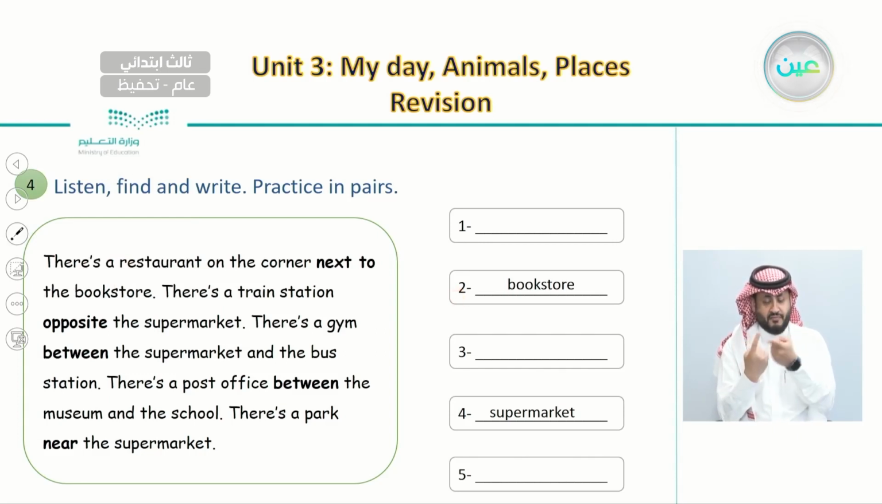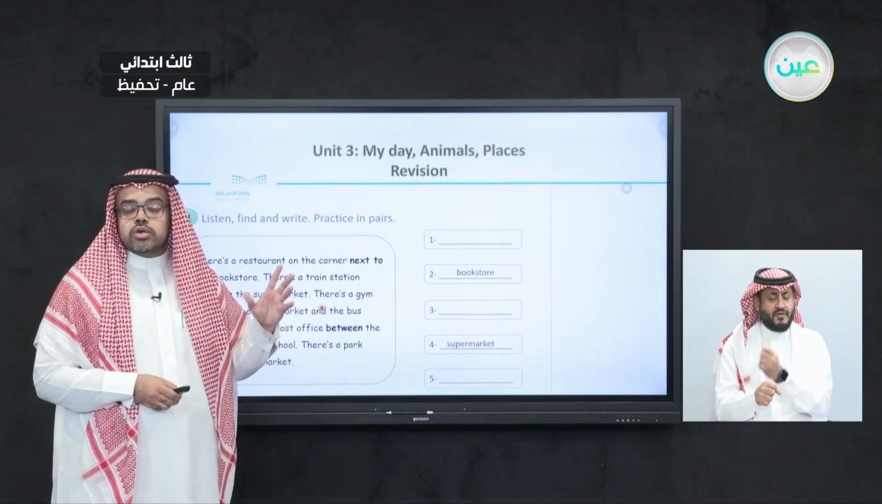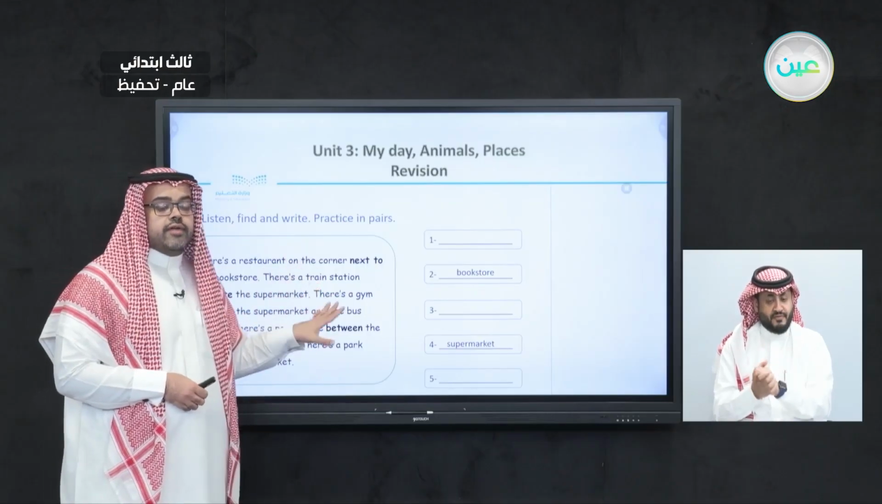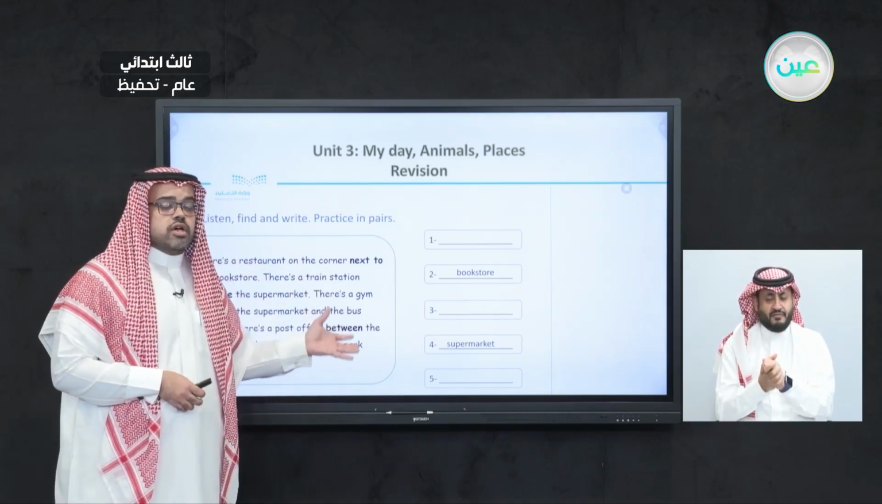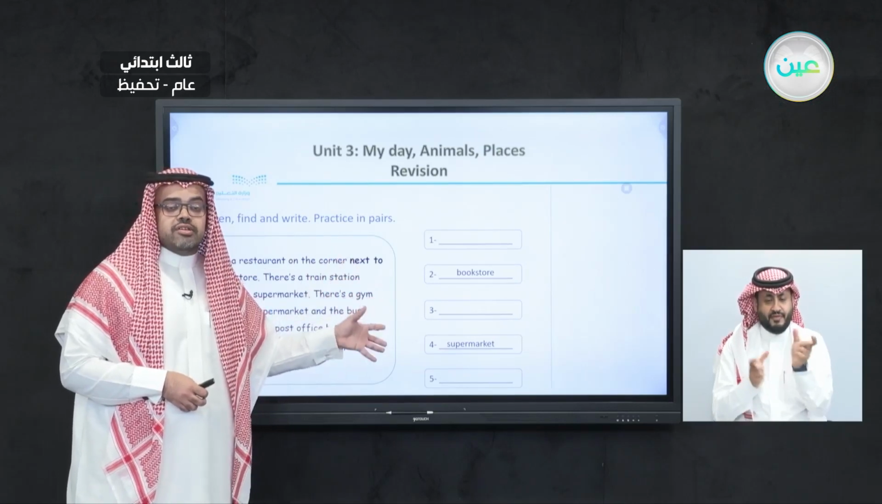For example, 2 is the place of a bookstore, and 4 is the place of a supermarket. So what we need to do is, first, read this text. After we read it, we need to write down the name of the place in each of these missing blanks. After reading the text, we'll remind ourselves by looking at the page what the places are that we should write here.